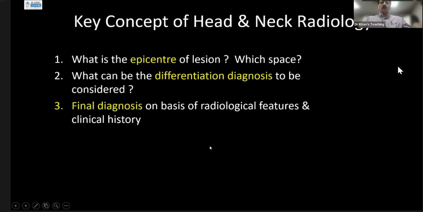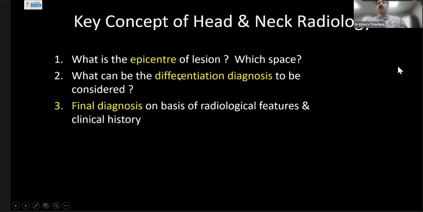So, final point before we start the temporal bone: what is the key concept in head and neck radiology? These are 3 points. First of all, ask yourself what is the epicenter of the lesion, from where it is arising. And if it is in the neck, which space it is arising from. Epicenter is critical. For example, in temporal bone today, if a lesion is arising in the jugular foramen, then there is a differential diagnosis for that. Lesions from jugular foramen. So once you diagnose the epicenter, then you can develop a differential diagnosis.